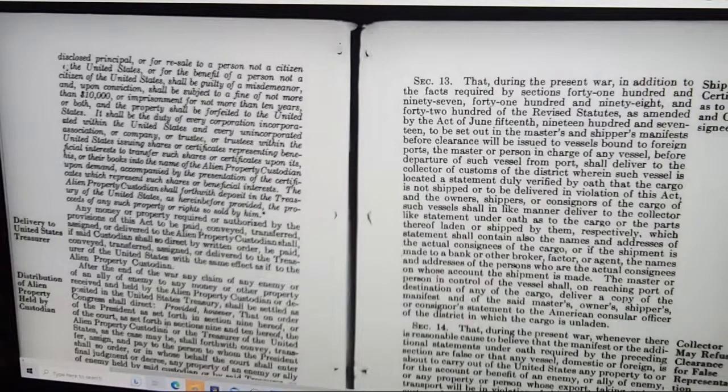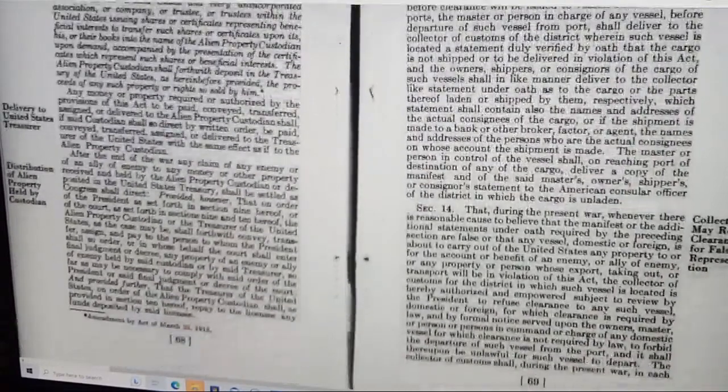The master or person in charge of any vessel, before departure of such vessel from port, shall deliver to the collector of customs of the district wherein such vessel is located a statement duly verified by oath that the cargo is not shipped or to be delivered in violation of this act, and the owners, shippers, or consignors of the cargo of such vessel shall in like manner deliver to the collector like statement under oath as to the cargo or the parts thereof laden or shipped by them, respectively, which statement shall contain also the names and addresses of the actual consignees of the cargo, or if the shipment is made to a bank or other broker, factor, or agent, the names and addresses of the persons who are the actual consignees on whose account the shipment is made.